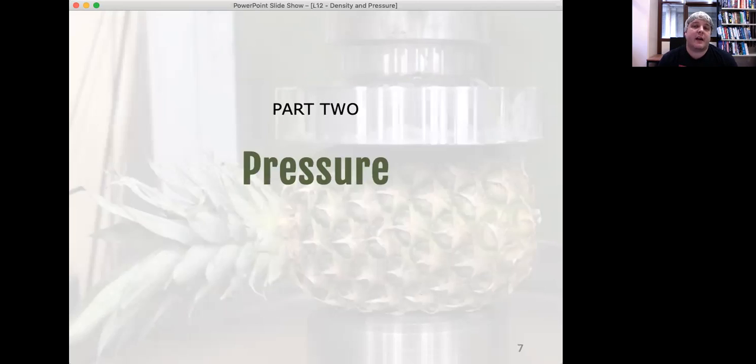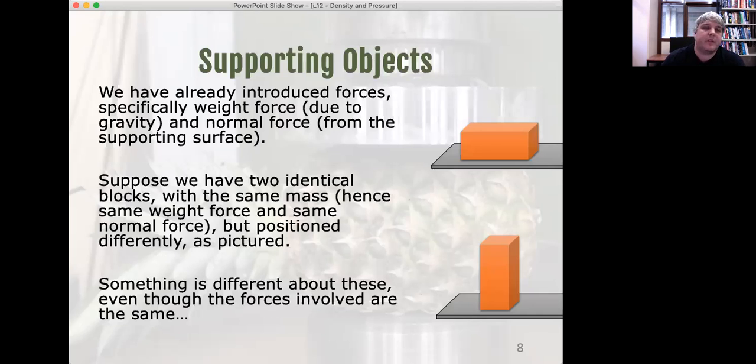So now that we've got density out of the way, we can move on to the point of this lecture, which is pressure. We've already talked about forces and the idea that you put an object onto a surface, that surface will support it by providing a normal force, which is equal and opposite to the weight force of the object. The object now has no net force and stays where it is at rest.